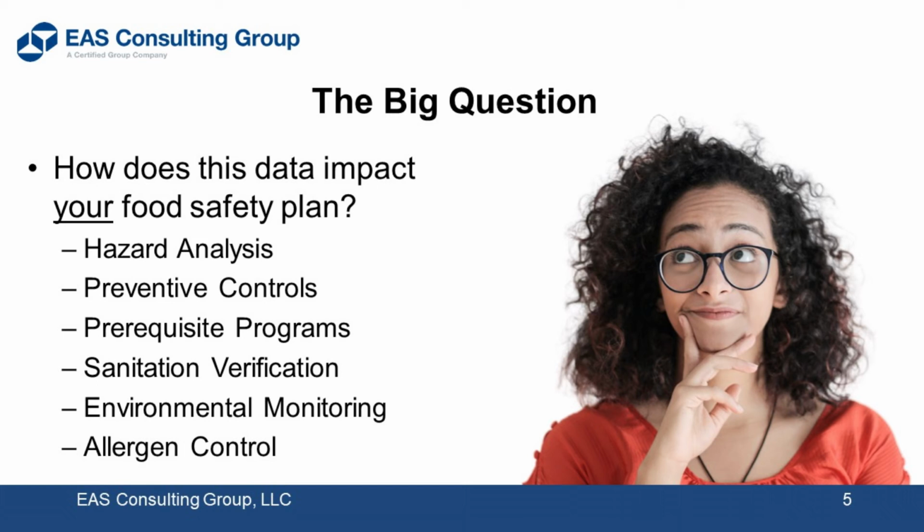How can we beef up our GMPs? What can we do to make sure that the pest control program is working adequately? How can we increase our awareness of those prerequisites? Any plant that has allergens or has allergen changeovers, looking at that sanitation verification program, how do you know that works? Environmental monitoring, right? This is very, very important.